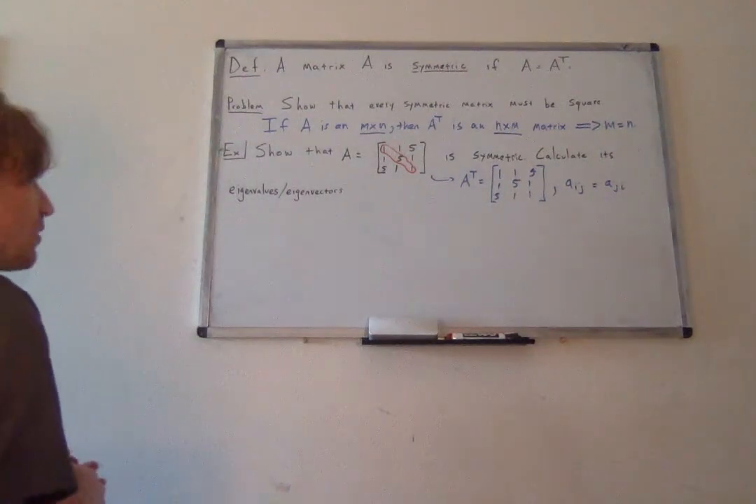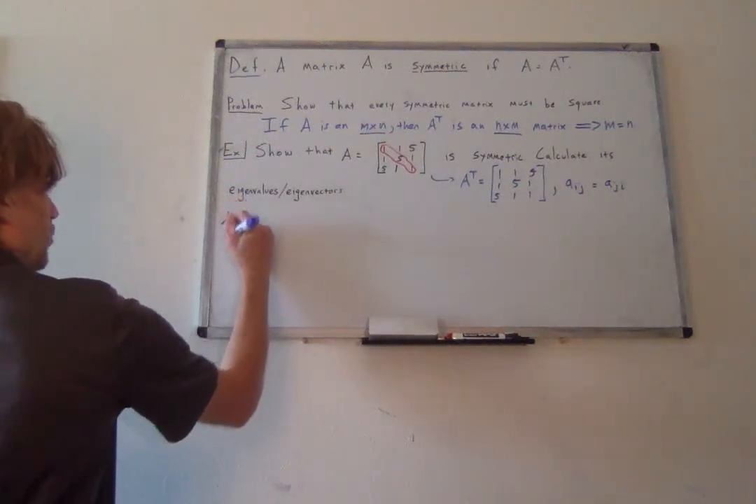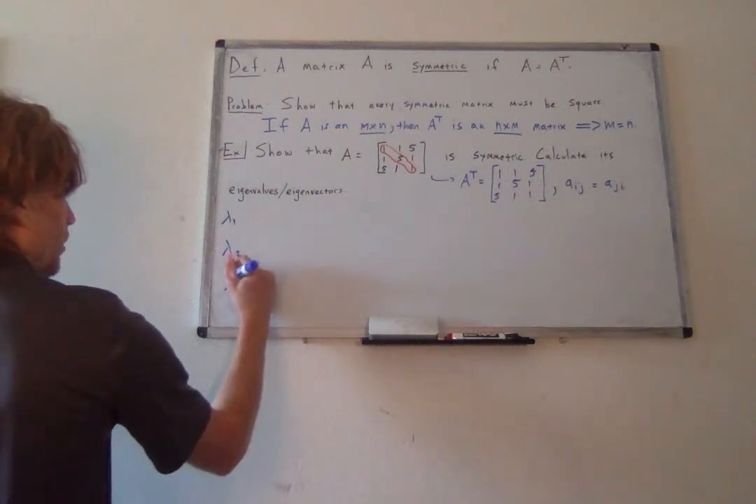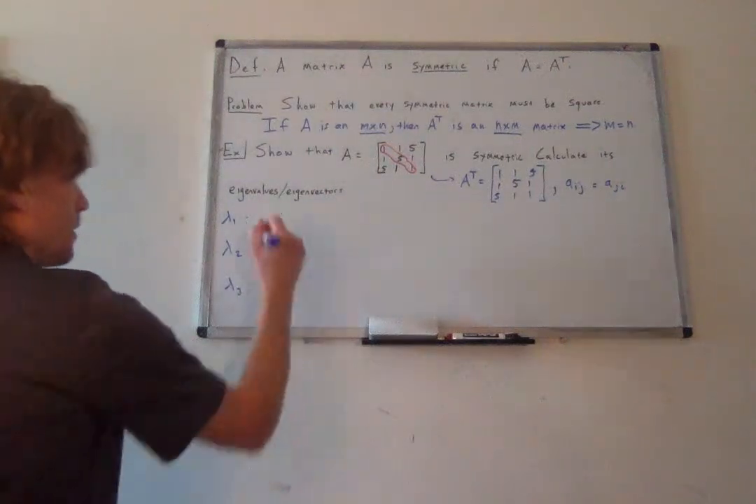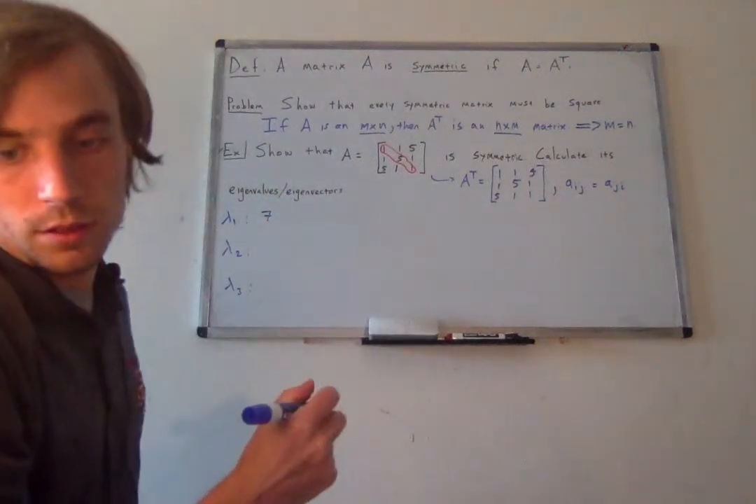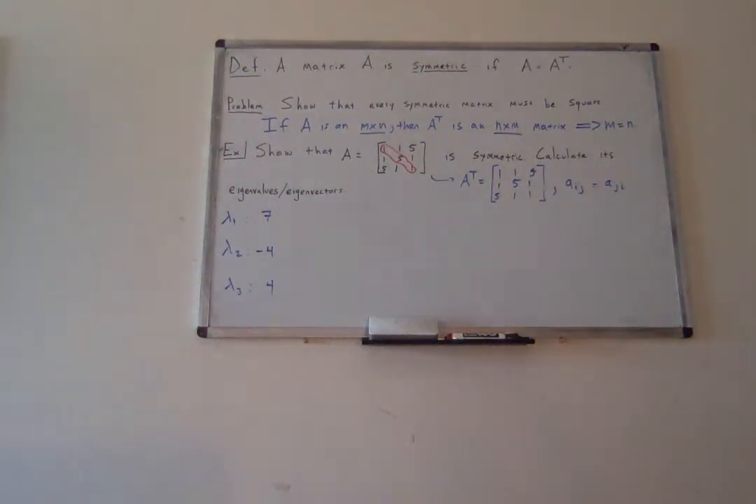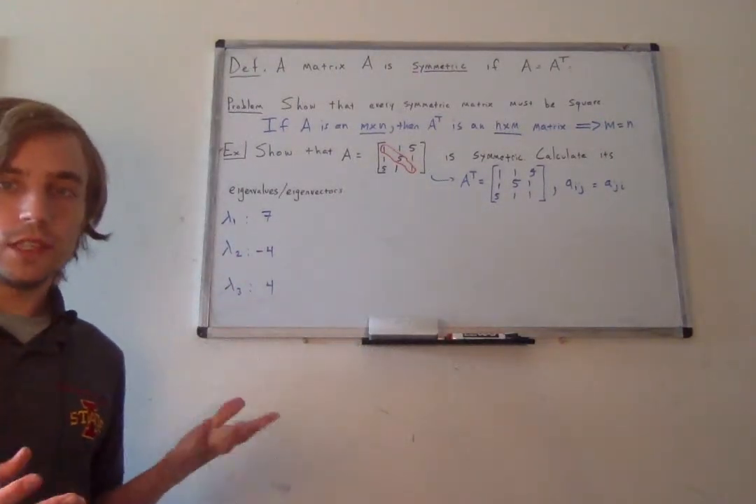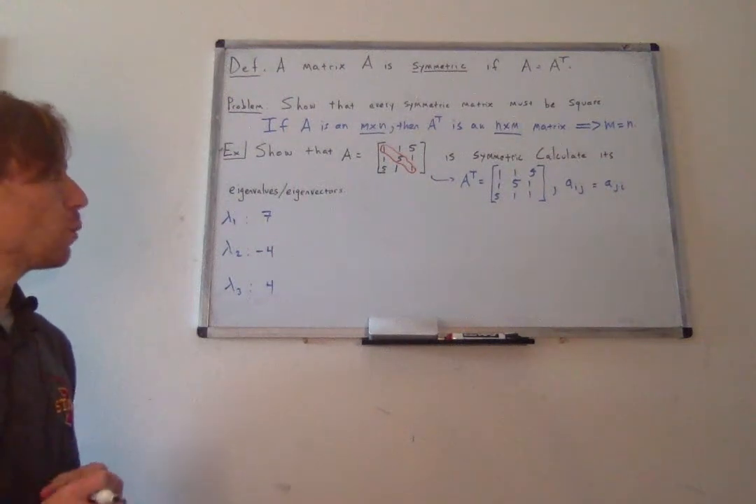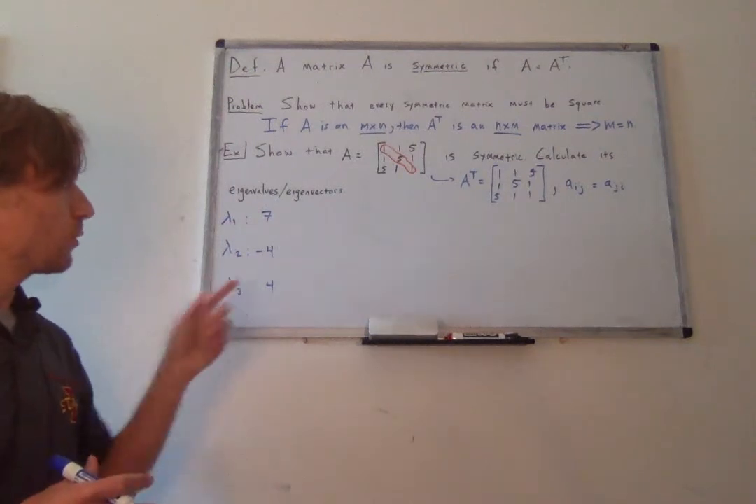I say calculate the eigenvalues, but I've actually just given the eigenvalues to save time, since it's not really the eigenvalues we care about in this problem. So I ordered them as 7, -4, and 4. Notice, in particular, this matrix is also diagonalizable because it has 3 distinct eigenvalues and it's a 3 by 3 matrix. So what we want to do now is calculate the eigenvectors for each of these eigenvalues.